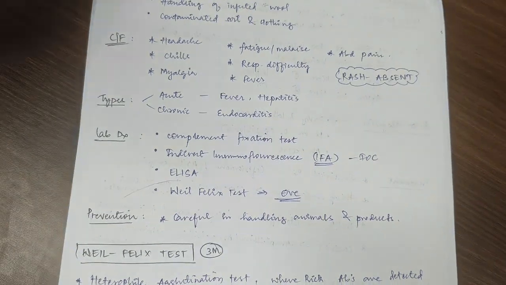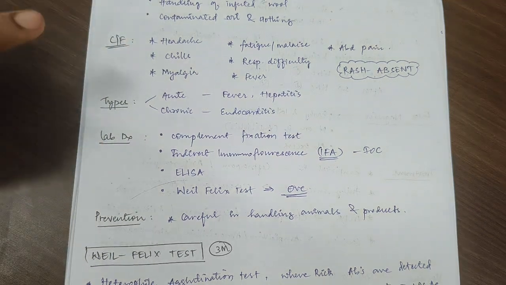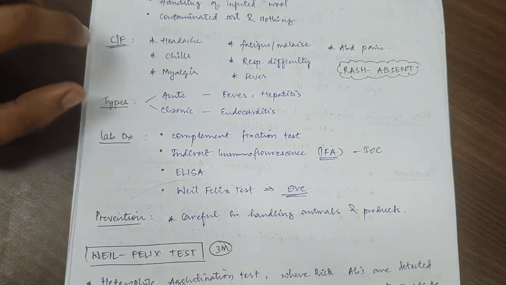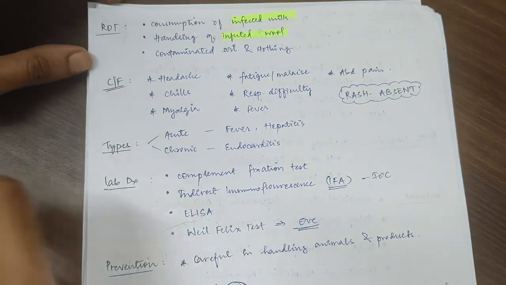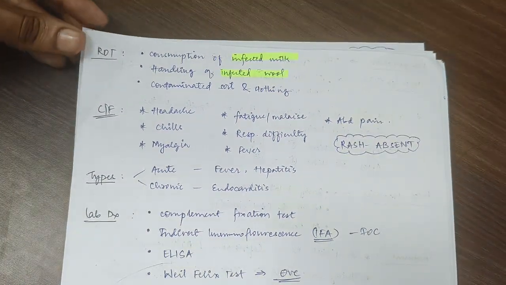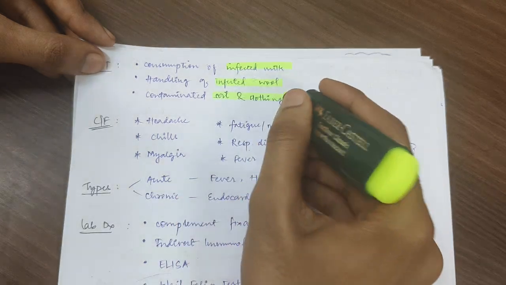Coming to the route of transmission, it is consumption of infected milk, handling of infected wool. Okay, infected milk and infected wool. Contaminated soil. Okay, contaminated soil and clothing.